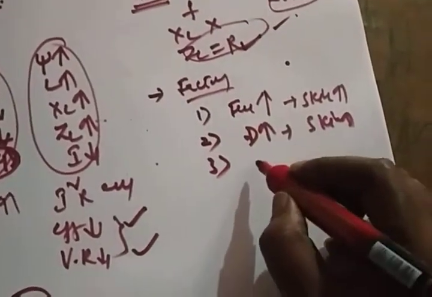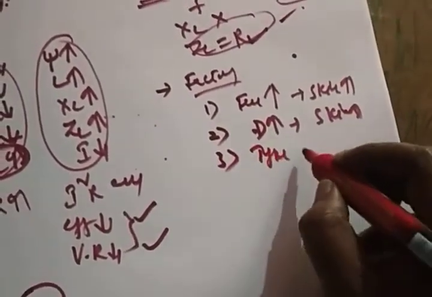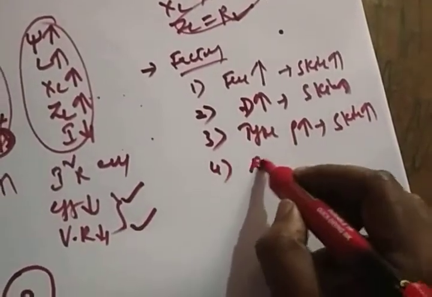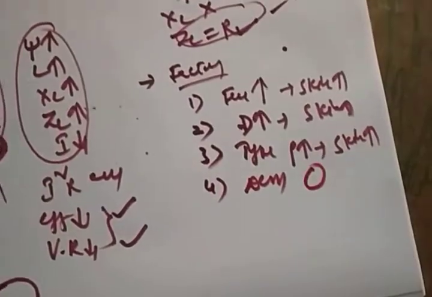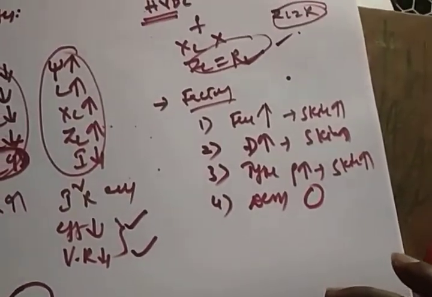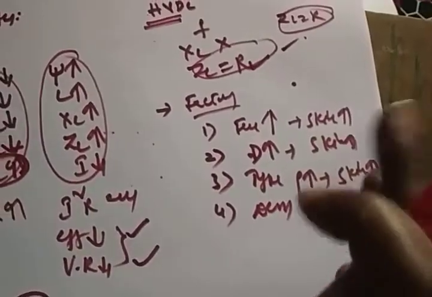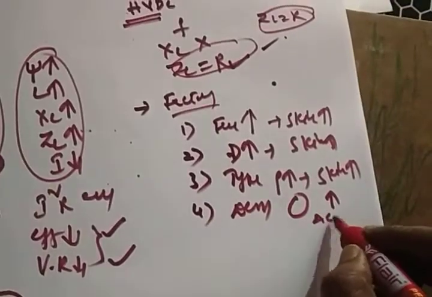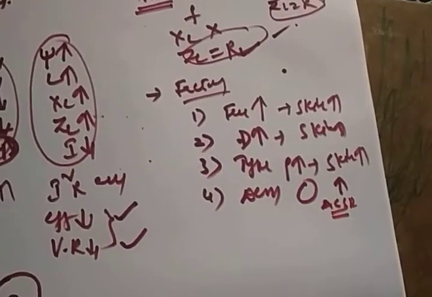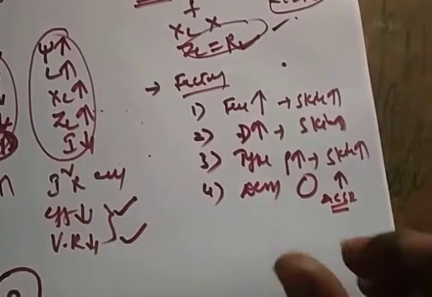The third one is type of material. If you use high permeability materials, the skin effect definitely increases. That's why I always prefer low permeability materials. The fourth one is the design of the conductor. If you take solid conductors, the skin effect is very high. Always go for different layers in a conductor, like ACSR conductors. If you use this type of ACSR conductor, the skin effect is reduced.